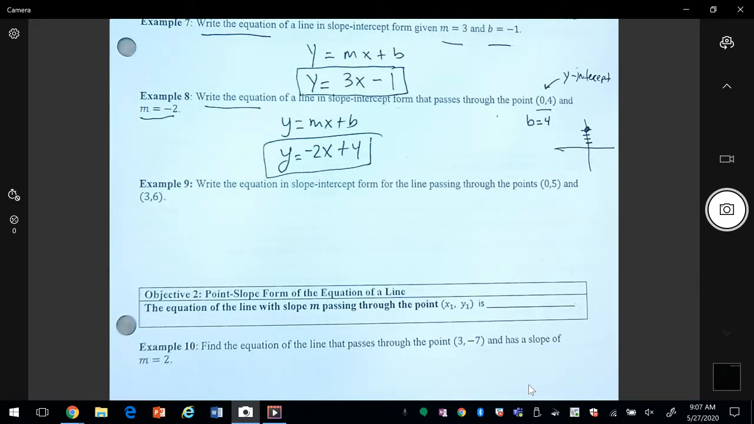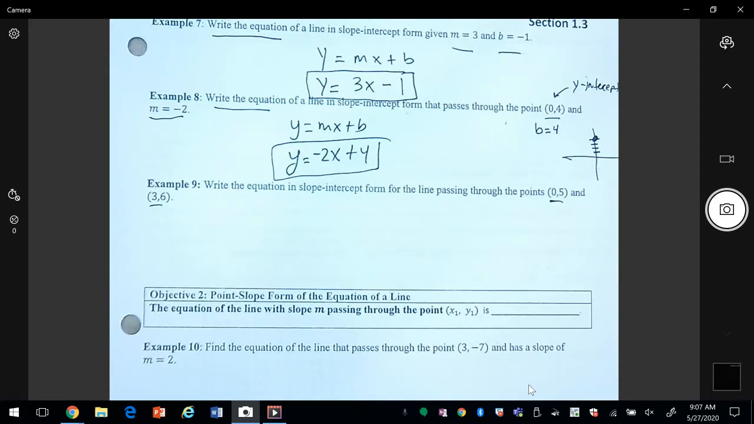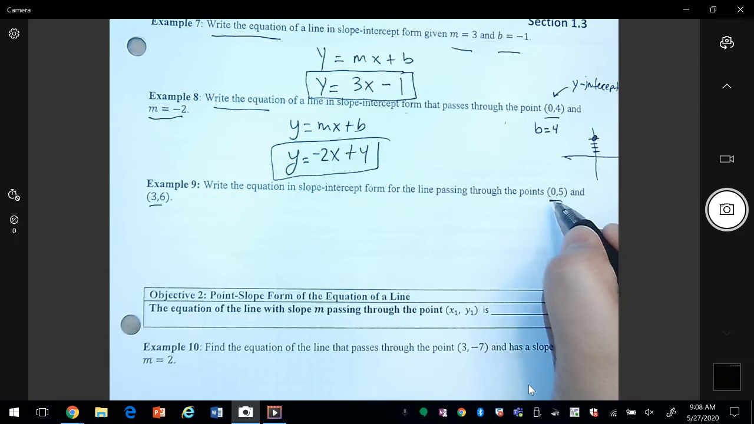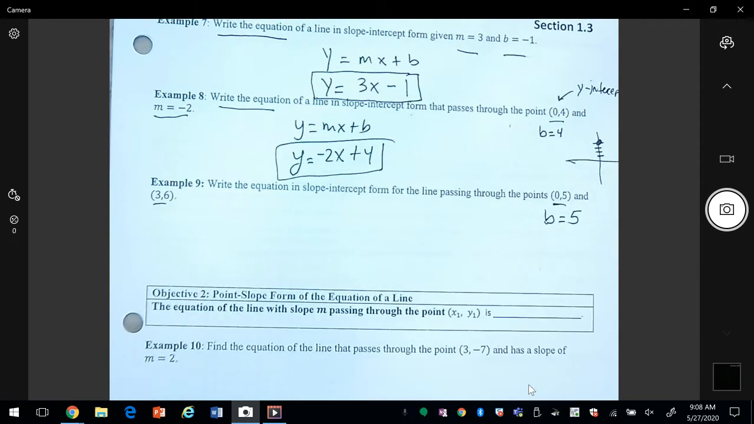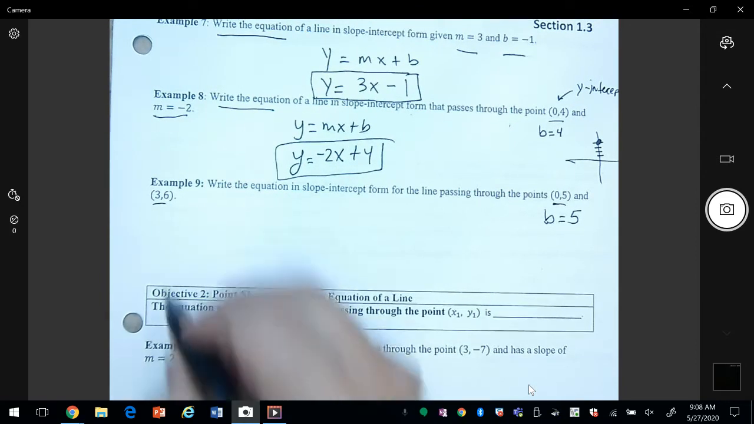Write the equation of the line in slope-intercept form passing through the points (0, 5) and (3, 6). So now they don't tell me what m is and they don't tell me what b is. However, again, since x is 0 here, this tells me that b is equal to 5. And so then the next step is I need to find my slope.